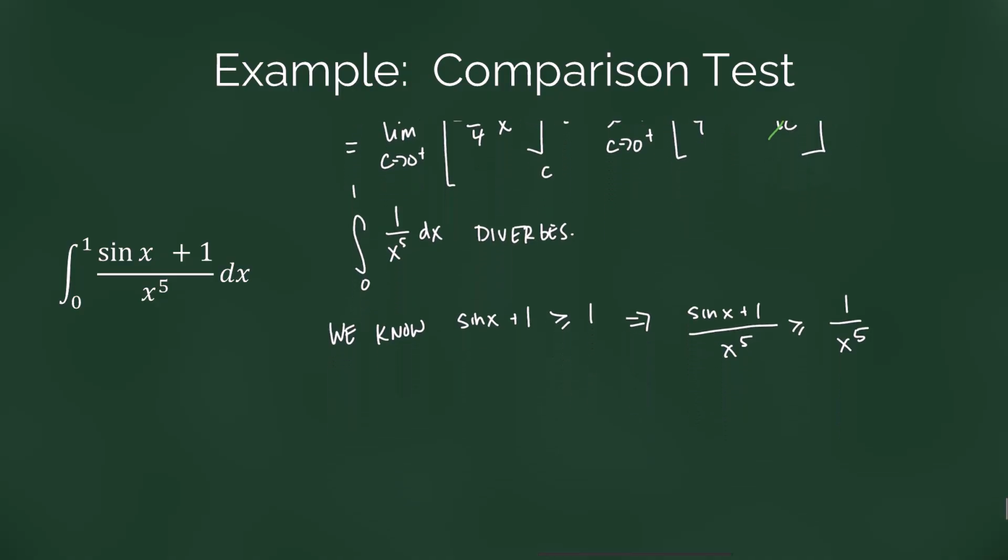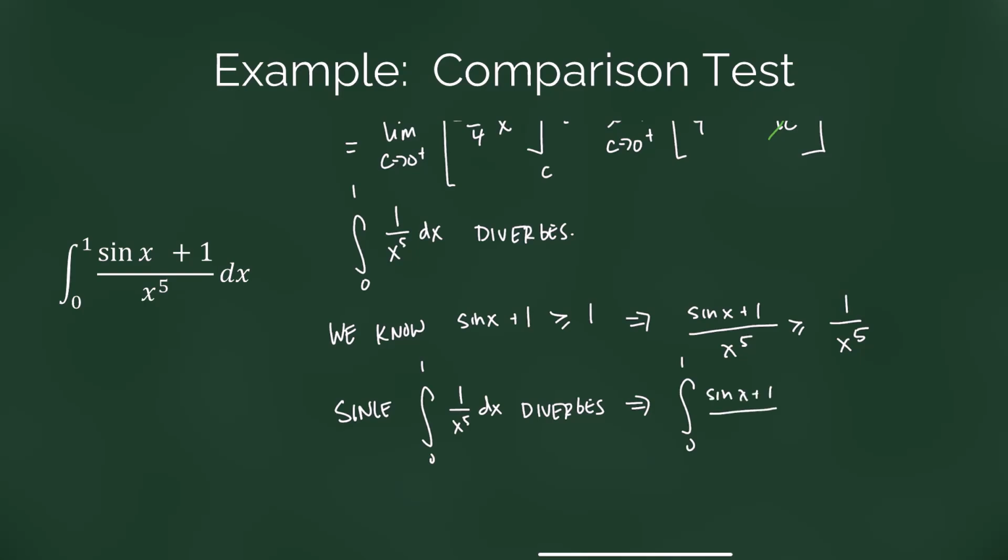And therefore, since the integral from 0 to 1 of 1 over x to the fifth dx diverges, the comparison test rules tell us that the integral from 0 to 1 of sine x plus 1 over x to the fifth, if you were to graph that function, it would sit above 1 over x to the fifth on the interval from 0 to 1. So that tells us that this must also diverge.